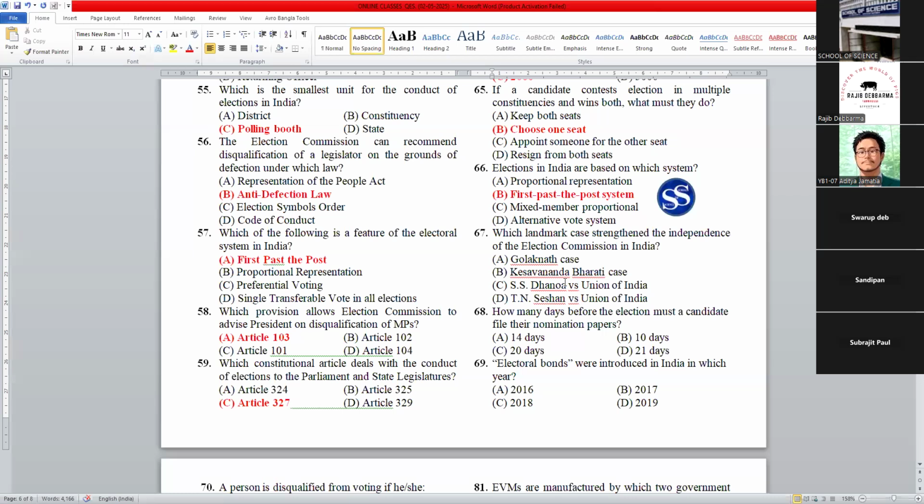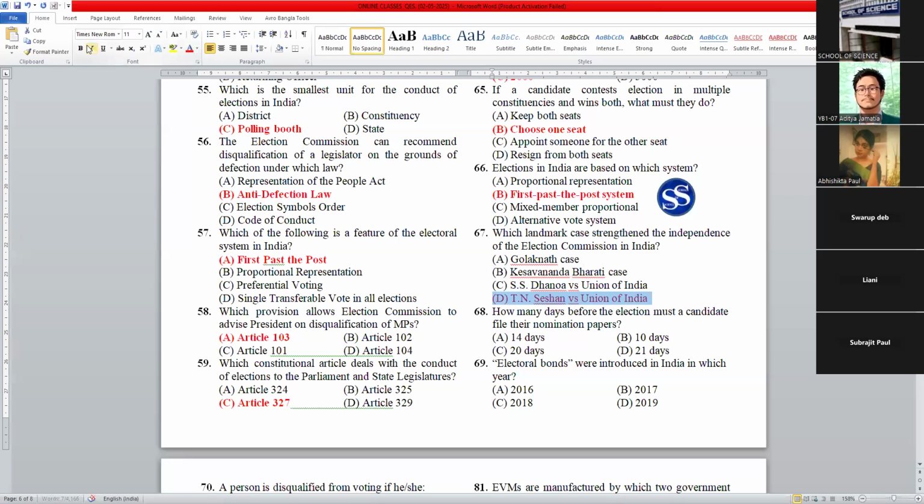Okay, tell me this, 67. Which landmark case proclaimed the independence of the Election Commission in India? T.N. Seshan versus Union of India. The answer is T.N. Seshan versus Union of India.